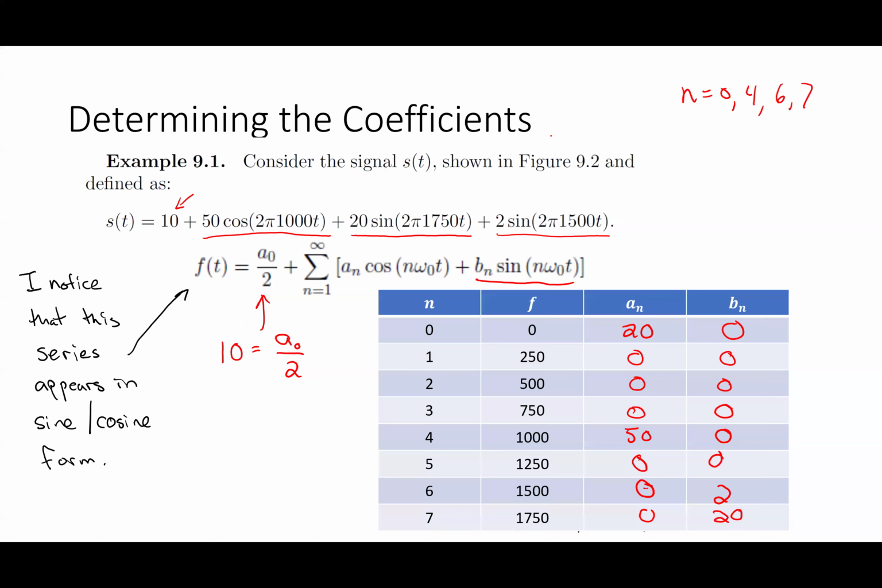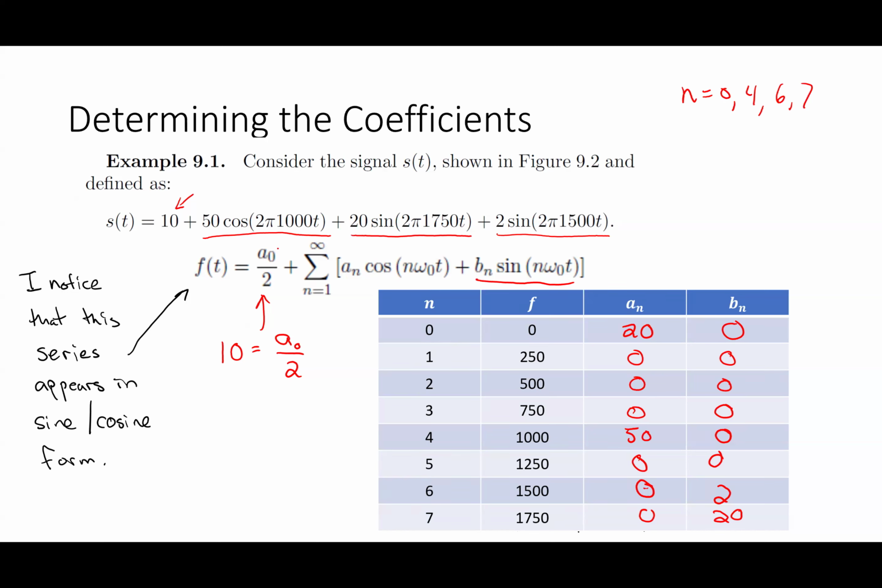Okay, so the DC term is 10. If I pattern match to the series, I see that 10 is equal to A naught over 2, so A naught has to be 20. Weird that it has the over 2, but it does. I didn't choose the definition. Because there is no fundamental, second harmonic or third harmonic, all those amplitudes are 0. Tell me why for the fourth harmonic, meaning 1000 hertz, why do I say A4 is equal to 50 and B4 equals 0? Why did I come up with that?